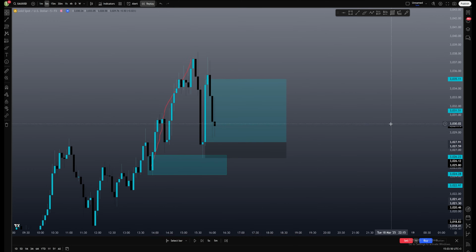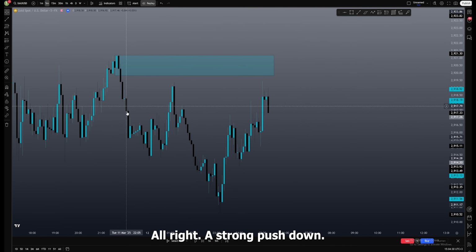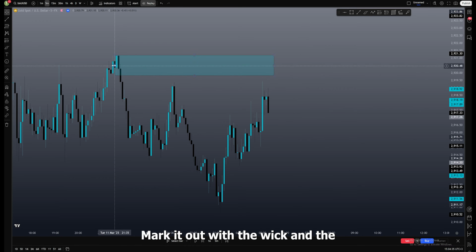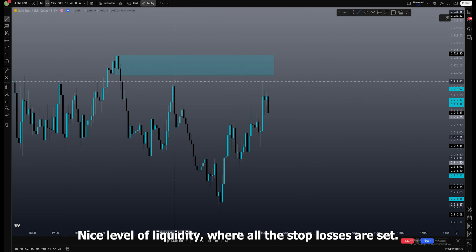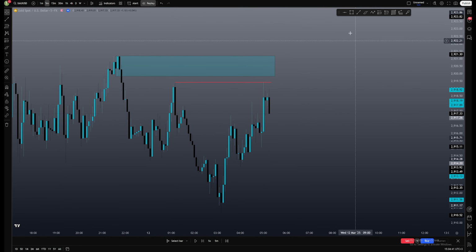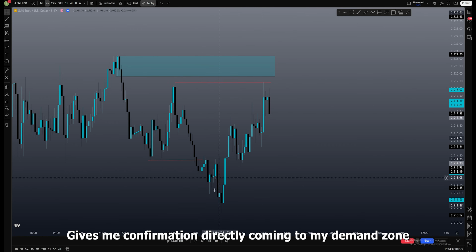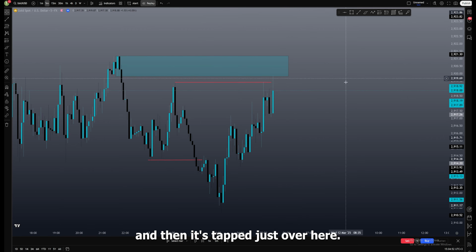Okay, that's just great. Let me find a supply zone example now. Okay, I have this nice example over here. All right, a strong push down, and here's your supply zone. Mark it out with the wick and the higher wick over here. Okay, nice level of liquidity where all the stop losses are set. A nice break of structure, liquidity taking out its own low, very important, gives me confirmation, directly coming to my demand zone, and then it's tapped just over here.